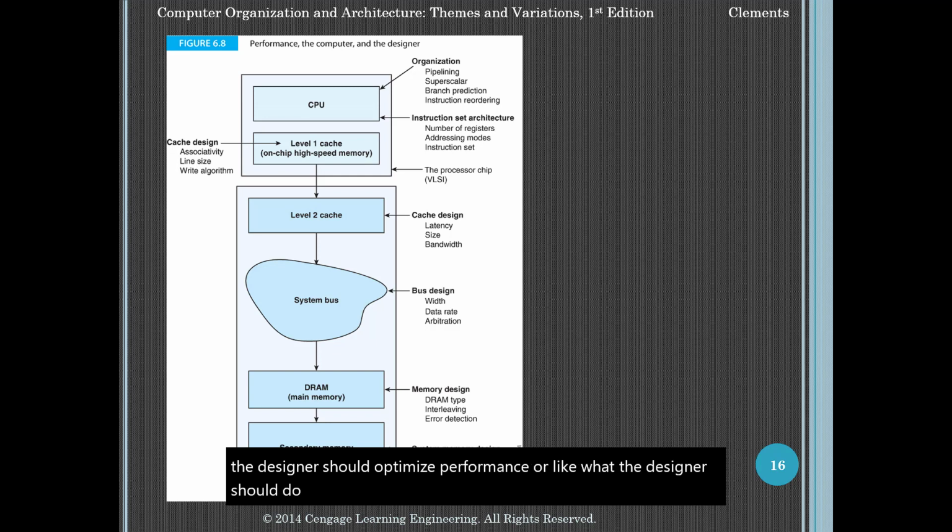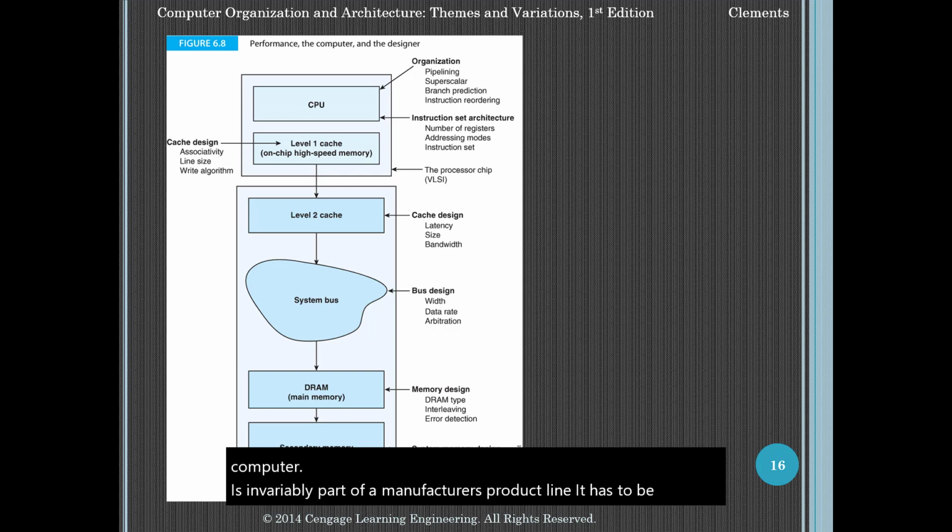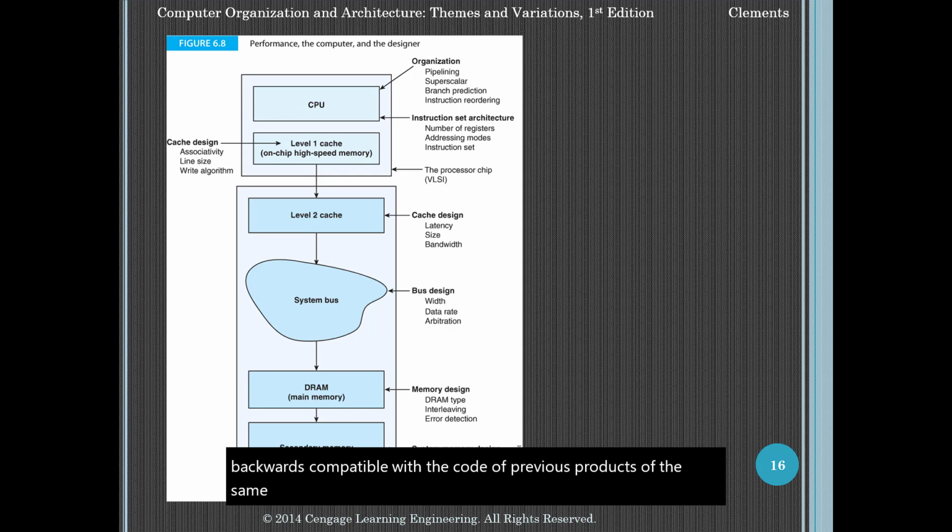So it's easy to say that the designer should optimize performance, right? But in the real world, the designer doesn't normally have carte blanche to create an entirely new system. The computer is invariably part of a manufacturer's product line. It has to be backwards compatible with the code of previous products of the same family. And moreover, the computer has to work with existing software over which the designer may have no control. And the processor has to operate with other components such as memory and system buses, and you can't just optimize to suit your CPU, right? We have to think of it as a whole system.